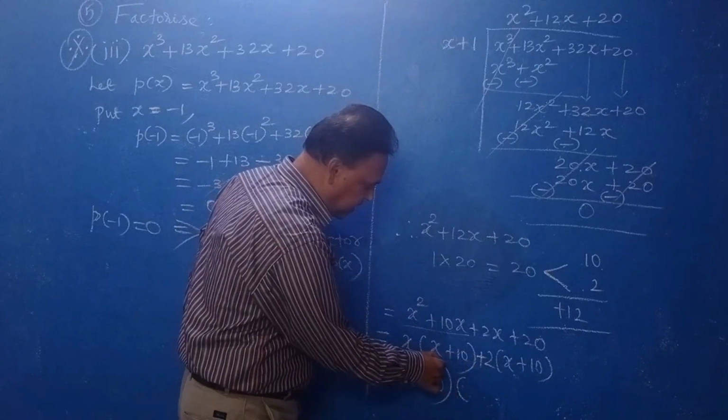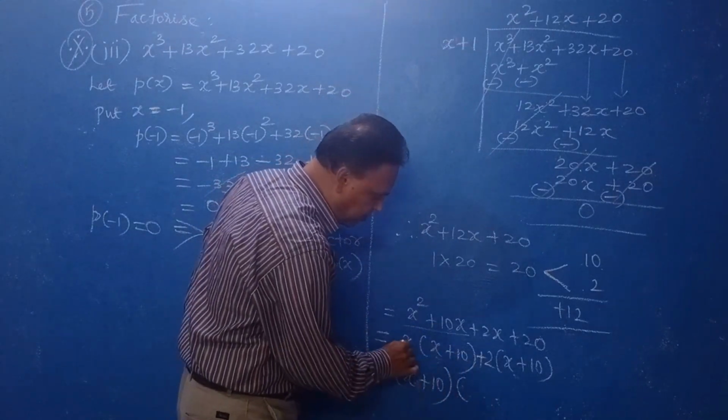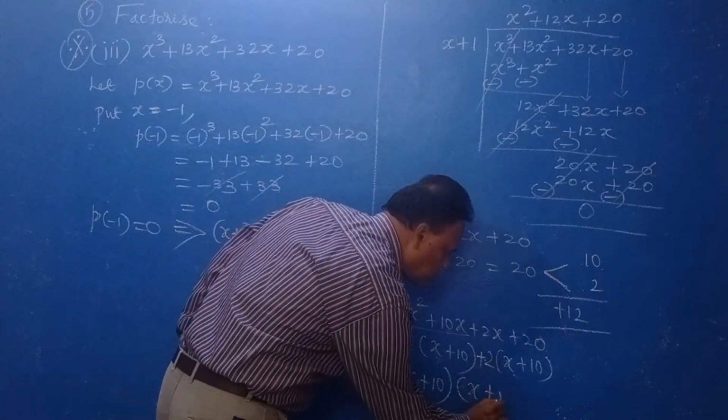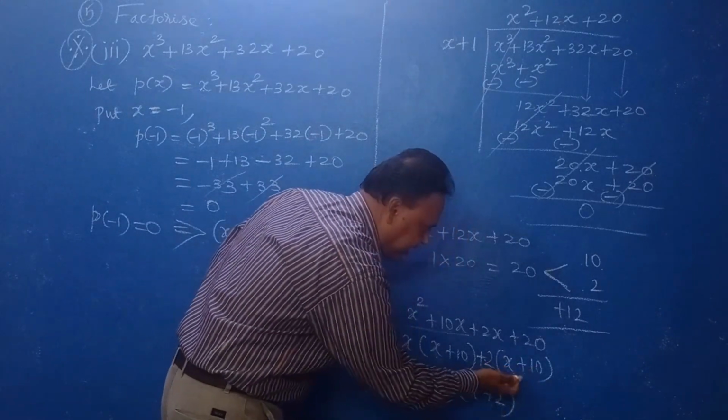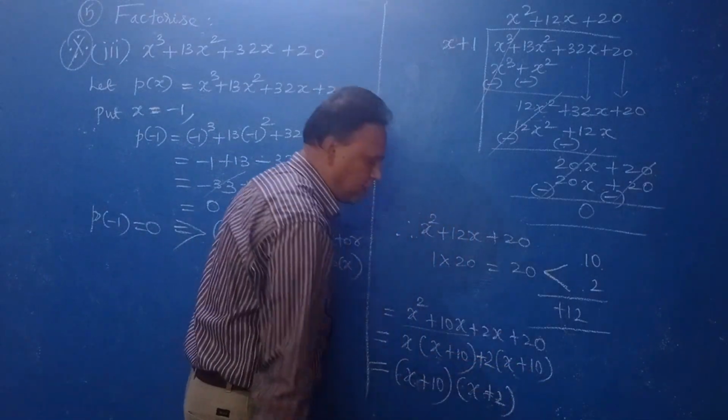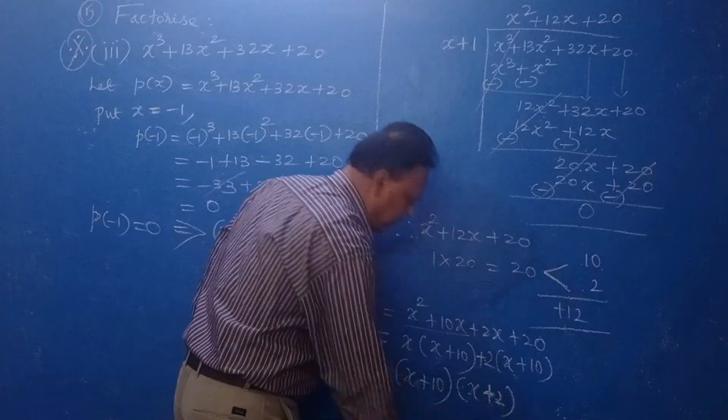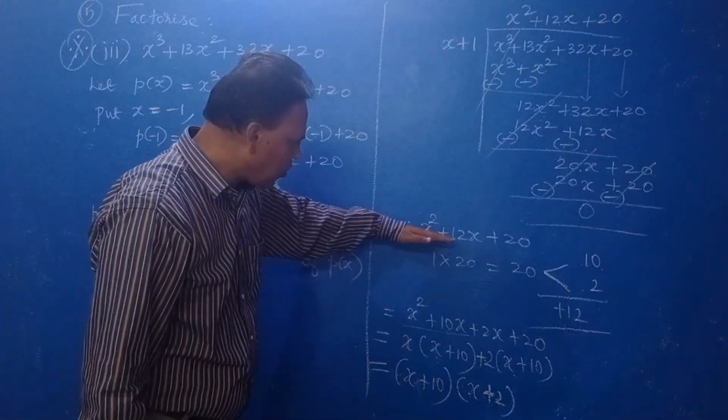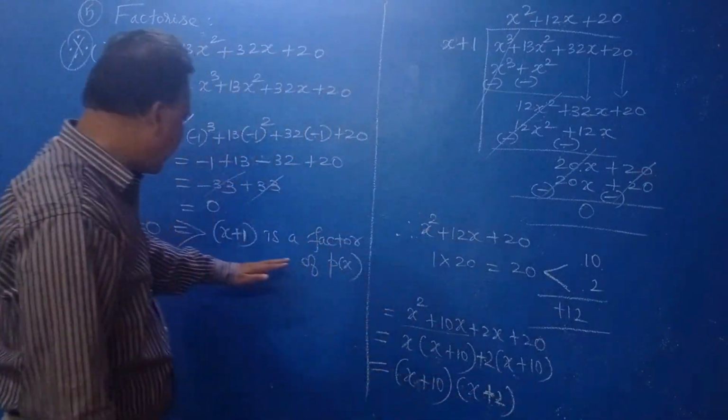So, x plus 10 is a common factor. Taking it out, the remaining is x here, then plus 2 here. Already taken x plus 10 common, so the remaining factor is only x plus 2 here. Therefore, this quadratic is resolved into two factors. Already we have one factor.